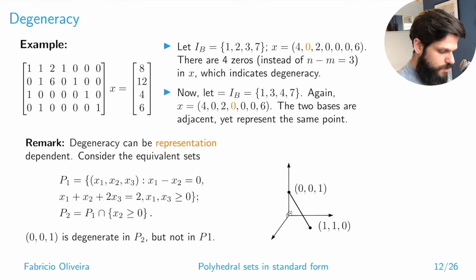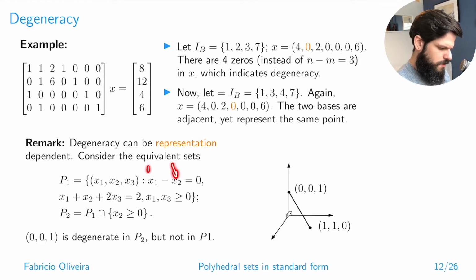And also, just a remark for the future: degeneracy might be representation dependent. It might be that you can change your formulation to get rid of degeneracy. So here is a very simple example, problem P1, where I have this constraint x1 minus x2 equals 0, and this other equality constraint here, and then assume that these two variables are greater than or equal to 0, but I don't do it with x1.